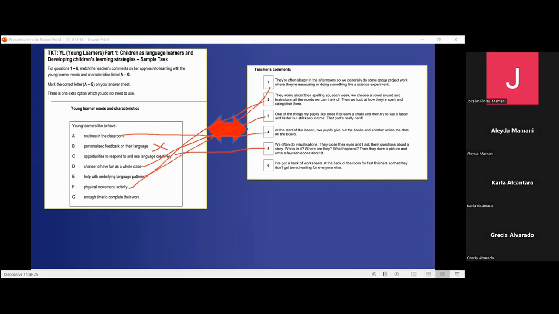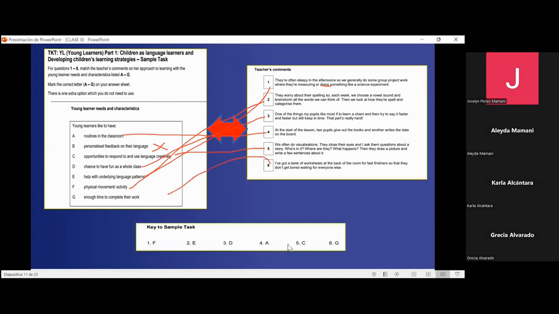Why? Because there are some keywords, for example, doing and physical movement. Yes, it's something we need to find out. One keyword that will help us to find the correct answer. Enough time to complete the work? 6. You see? And this is the correct idea: 1F, 2E, 3D, 4A, 5C, 6G.